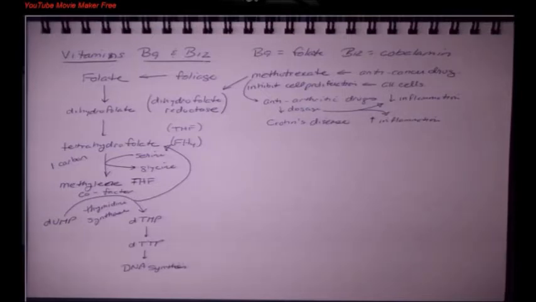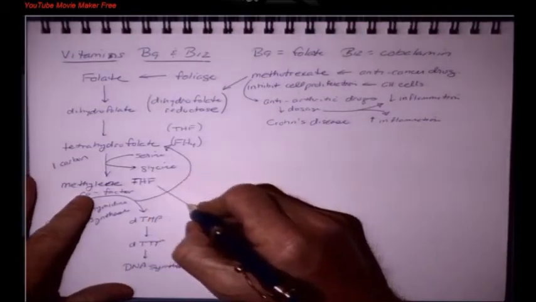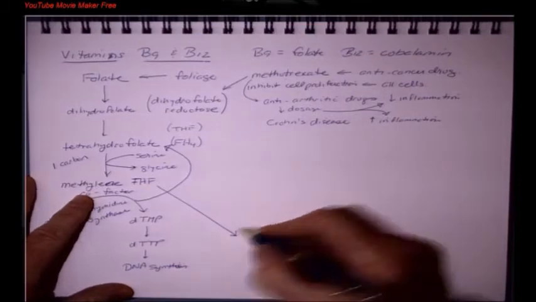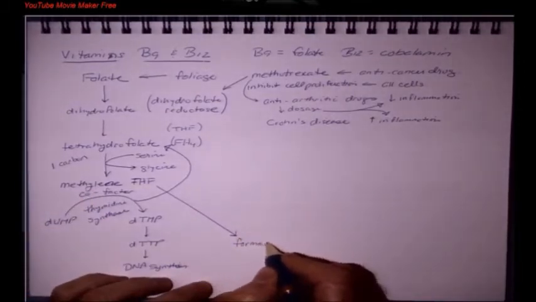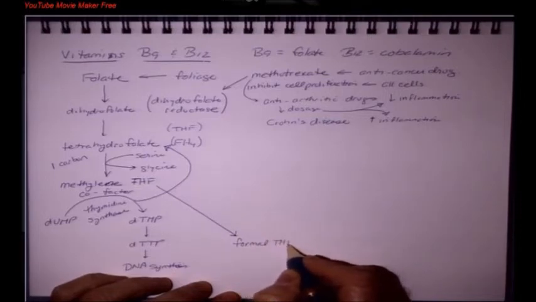Okay, so now, there are two other directions that we can take the methylene tetrahydrofolate. So one direction is to make what's called formyl tetrahydrofolate.